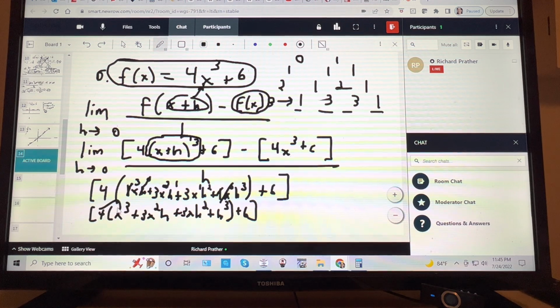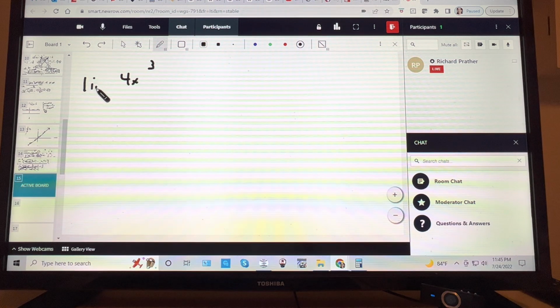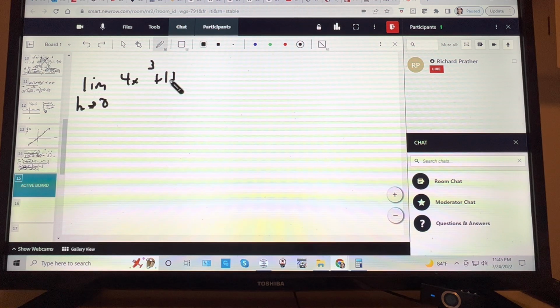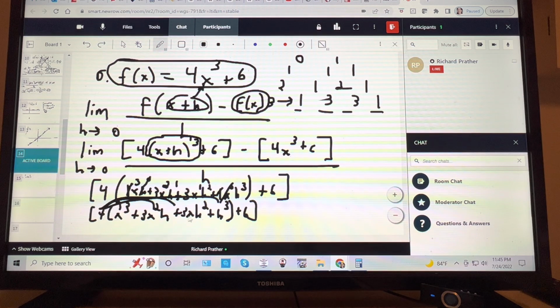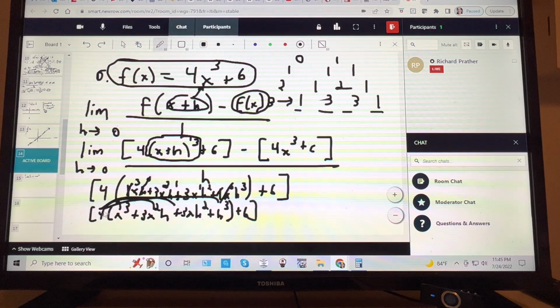Finally, I'll distribute the 4 into here, and none of these are like terms, so you just get all this stuff separately. So there's a 4x to the third. There'll be a 12x squared h. A 12xh squared. And a 4 times h to the third is 4h to the third, plus 6.